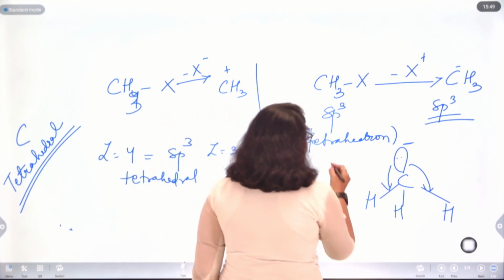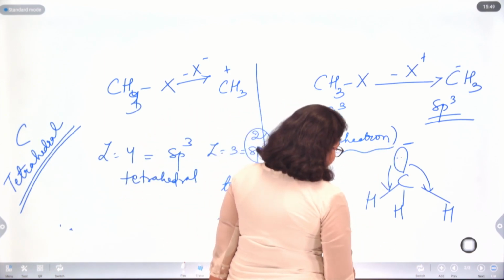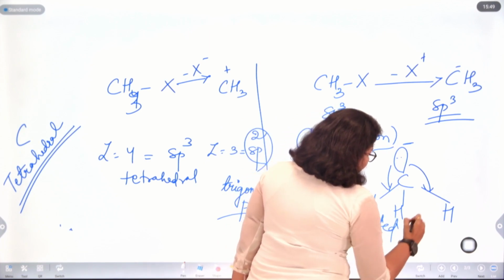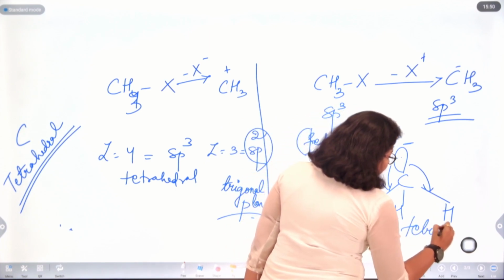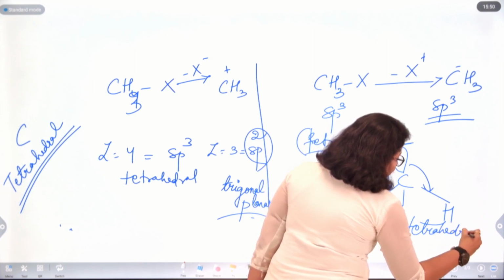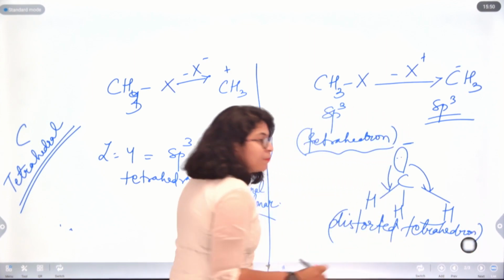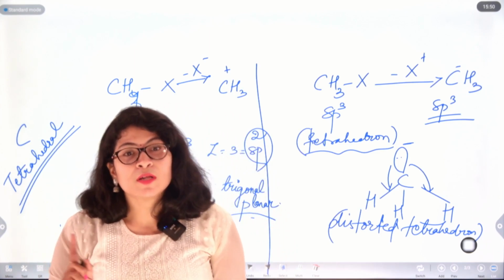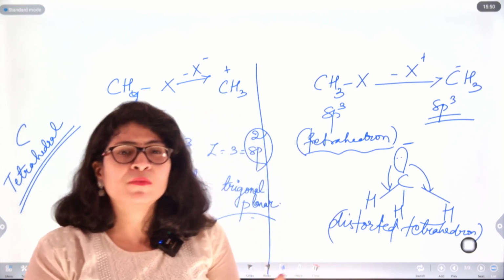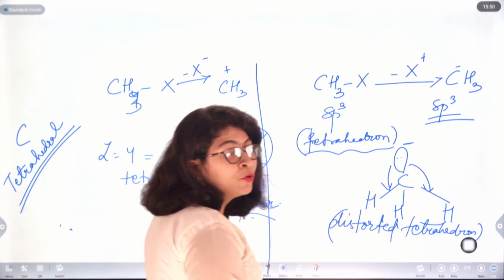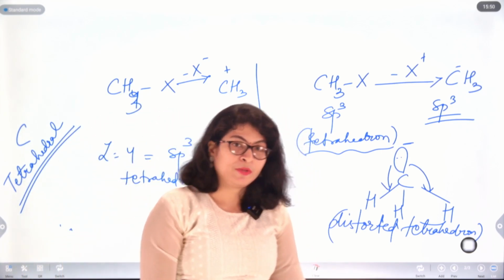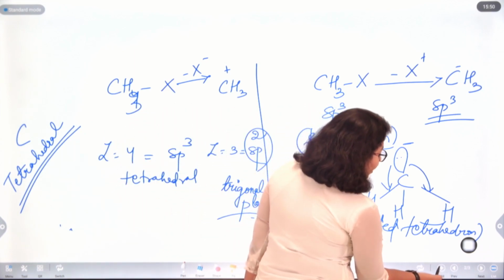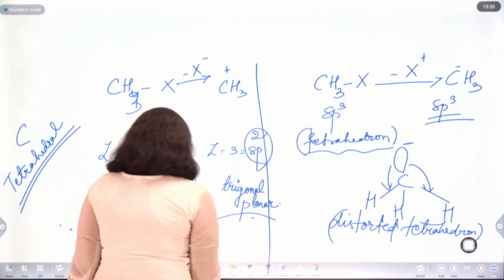I can say from tetrahedron the shape changed to distorted tetrahedron. Not a regular tetrahedron. The symmetry was disturbed due to the emergence of the lone pair of electrons. Okay, so again, now what you have to see is one sec.